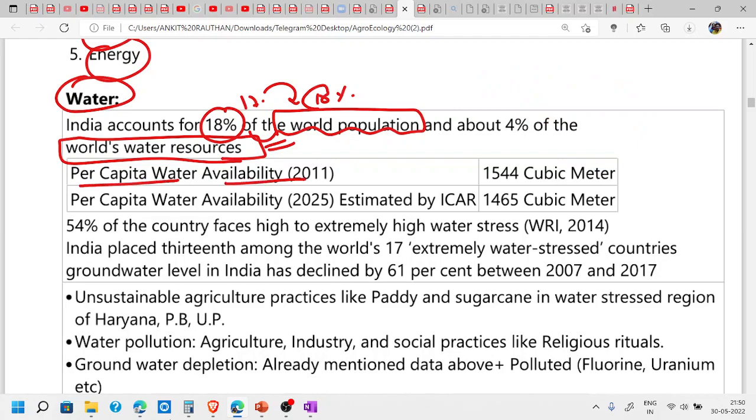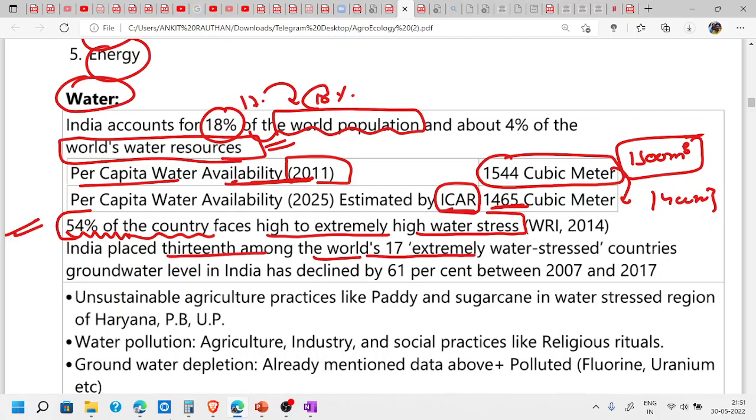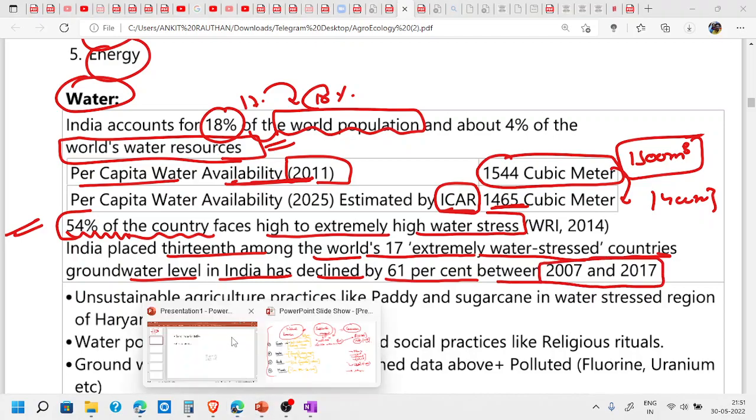Per capita water availability according to 2011 was 1500 meter cube, you can remember this also. Per capita water availability will go down as per ICAR to 1400 meter cube. 54% of the country faces high to extremely high water stress. India is placed 13th among the world's 17 extremely water stressed countries. Groundwater level in India has declined by 61% between 2007 and 2017.